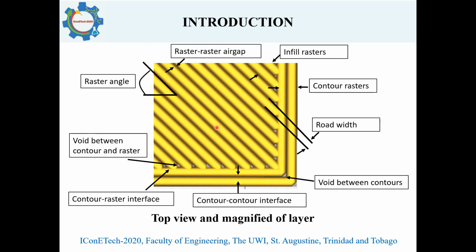Now, some areas of interest are what I would call the interface regions. So we have the contour interface region, where the contour surrounds the interior of the part, and the interface is where multiple contours touch each other. We have the contour raster interface region, where the internal raster connects with the contour. And of course, we have the raster to raster interface region.